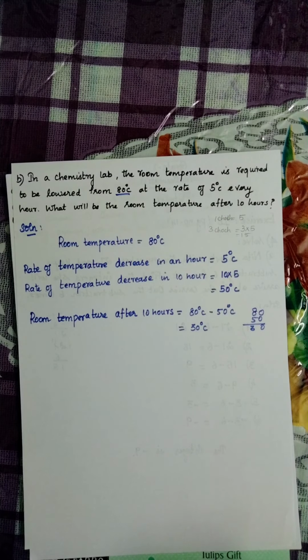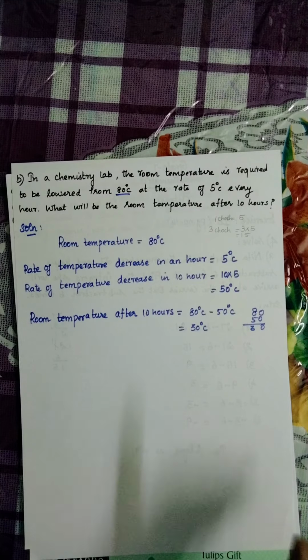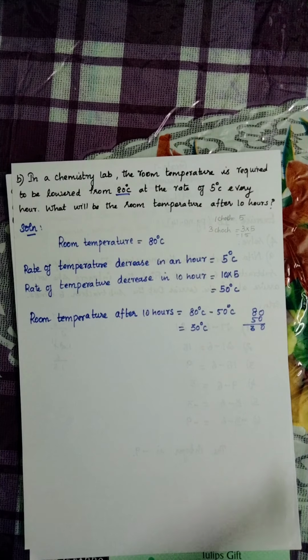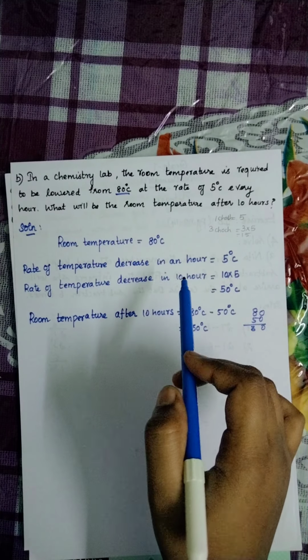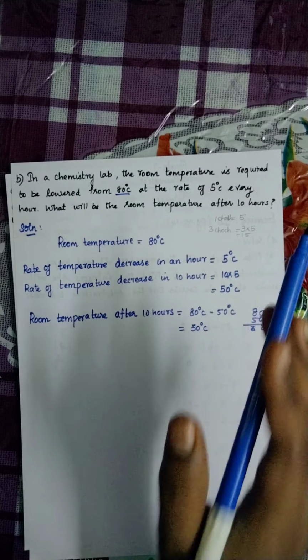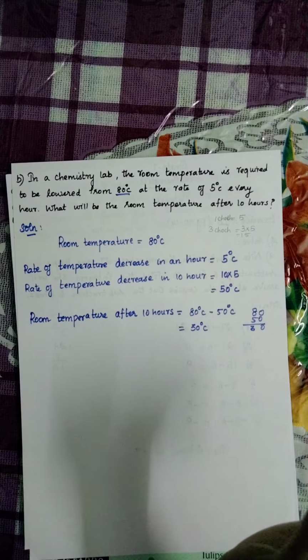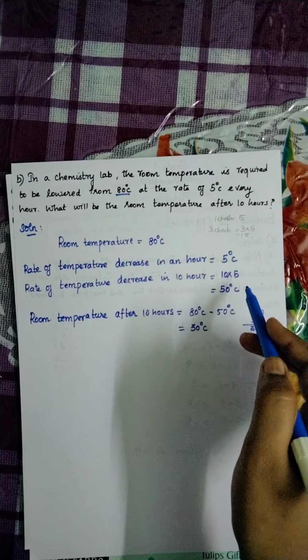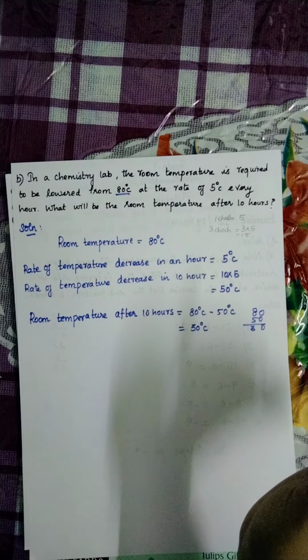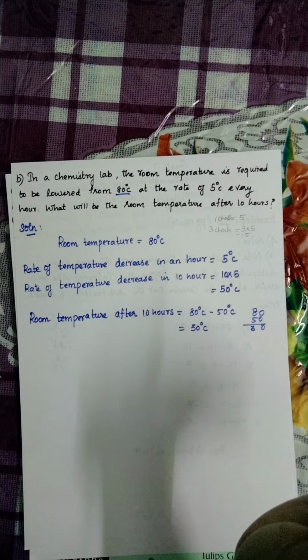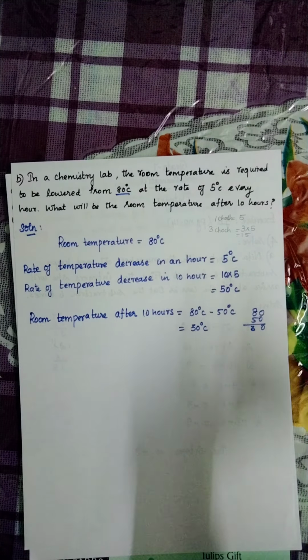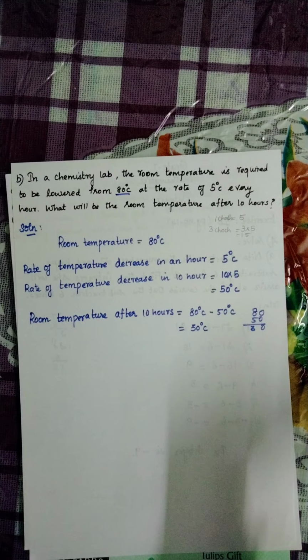Do you all understand? Initially the room temperature is 80 degrees Celsius. Then the temperature is decreasing 5 degrees Celsius for each hour. So first we have to find out for 10 hours how many degrees Celsius will be decreasing. That is 10 into 5 is 50. So finally we found that the room temperature after 10 hours is 80 minus 50. So our answer is 30 degrees Celsius. Understand?